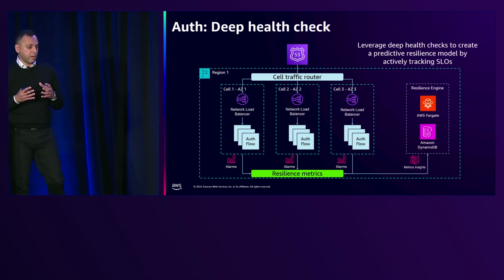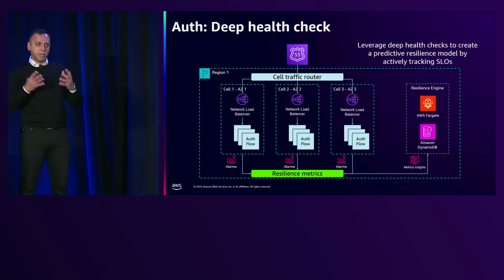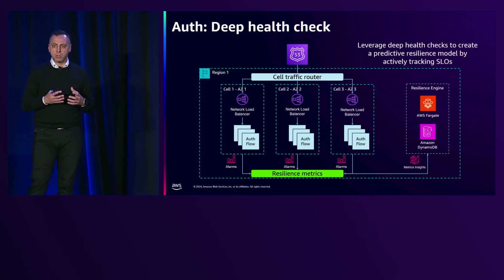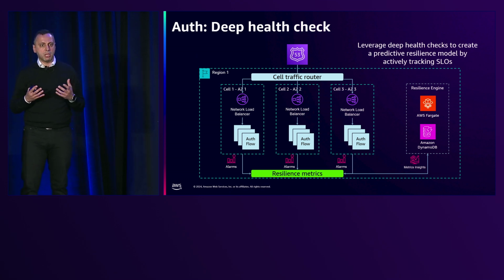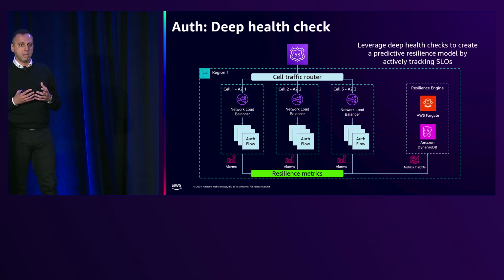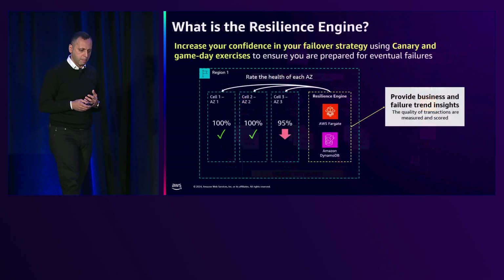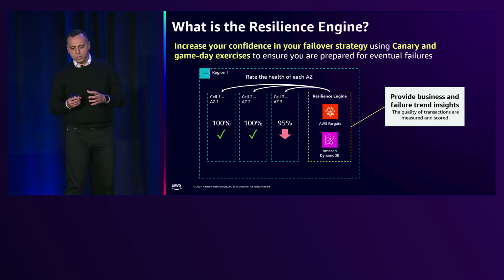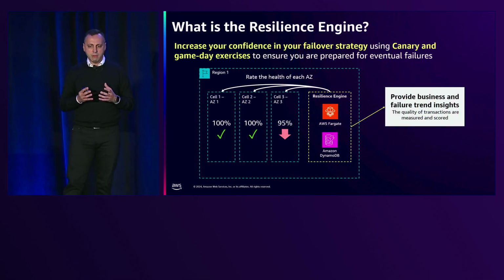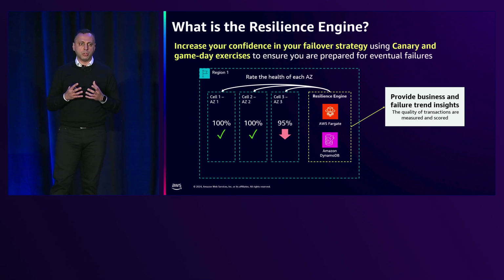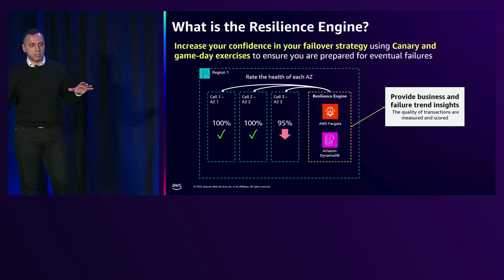We've also leveraged AWS CloudWatch and other observability tooling to help us funnel all of these alerts from our cells into our resilience engine, so we could have a good snapshot of how our cells are performing and how our transactions are performing at each cell. So you might be wondering, what is this resilience engine? Well, the resilience engine is basically our active monitoring tool that monitors the health of all our cells, all the way down to a transaction level.